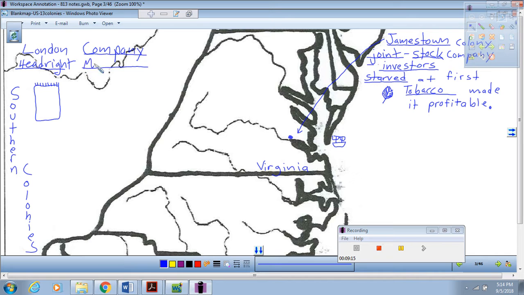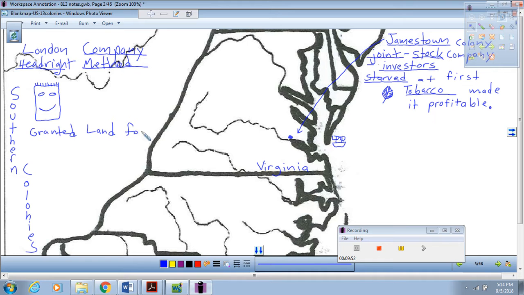And the Headright Method was a policy in which the London Company granted free land for those who could pay their way to the Americas. This is why I'm drawing a head, and we'll give him a smiley face. So the Headright Method was instituted to attract people to Jamestown.